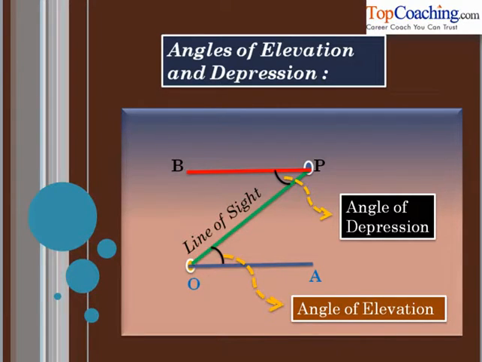Whenever we are to find the angle of elevation, the point under observation is always above the horizontal, and when we are to find out the angle of depression, the point under observation is below the horizontal. So that's the basic difference between angle of elevation and angle of depression.